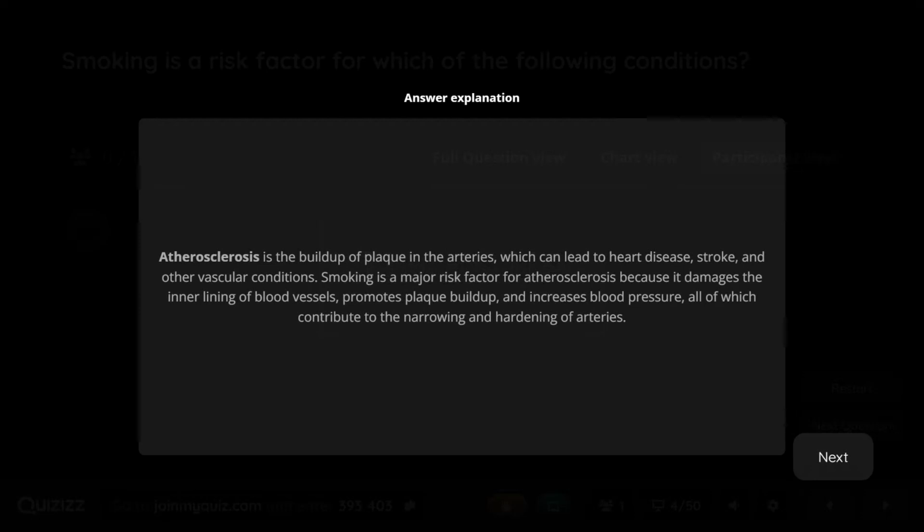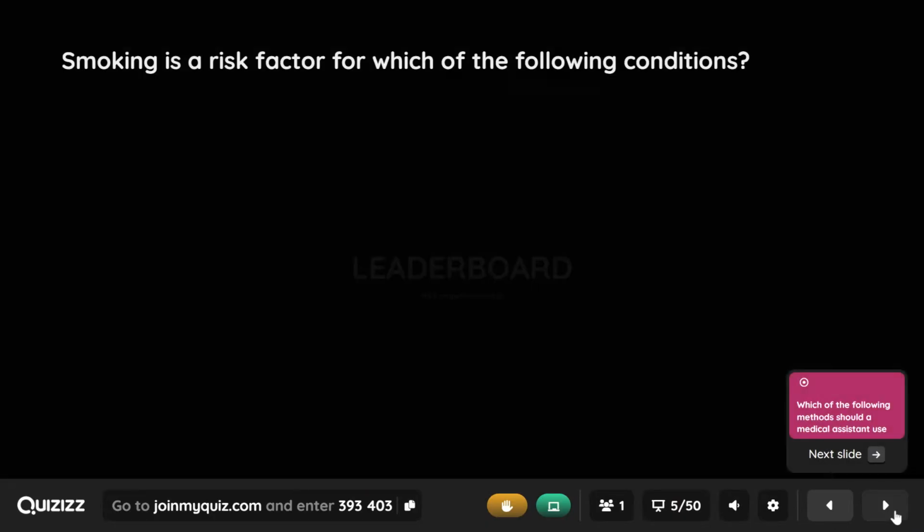Now, this is basically the buildup of plaque in the arteries, and this can actually lead to heart disease, a stroke, and other vascular conditions. Smoking is a major risk factor for atherosclerosis because it damages the inner lining of the blood vessels. It also promotes plaque buildup and increases blood pressure, all of which contribute to the narrowing and the hardening of the arteries. Great job. Let's go ahead and get to our next question.